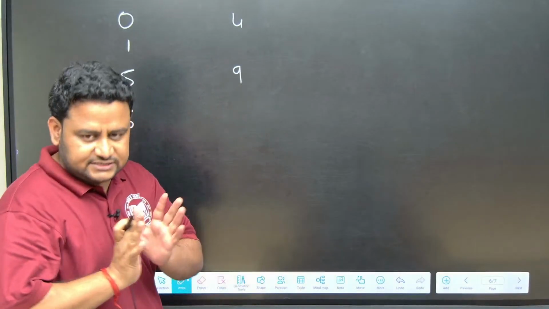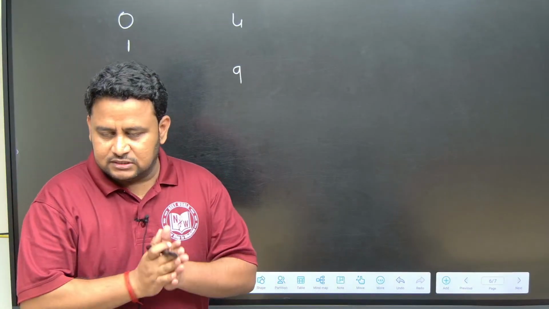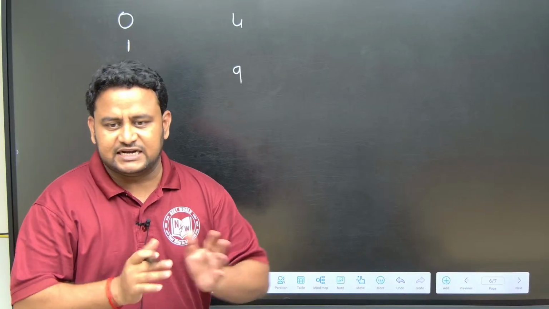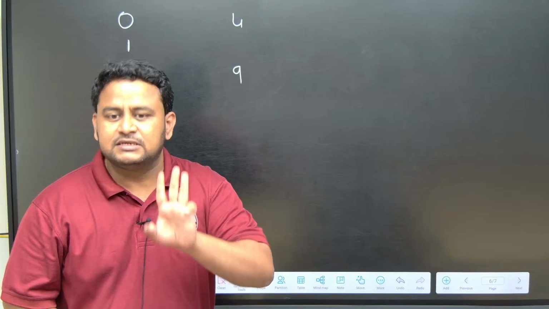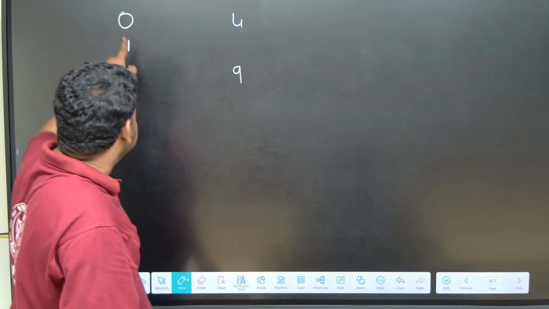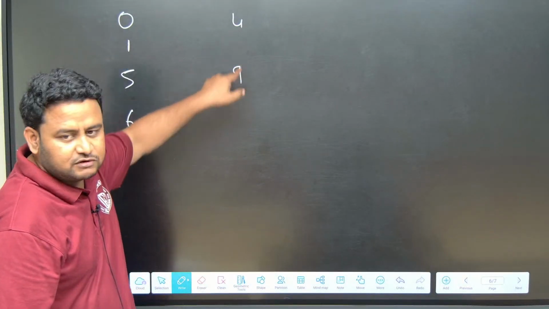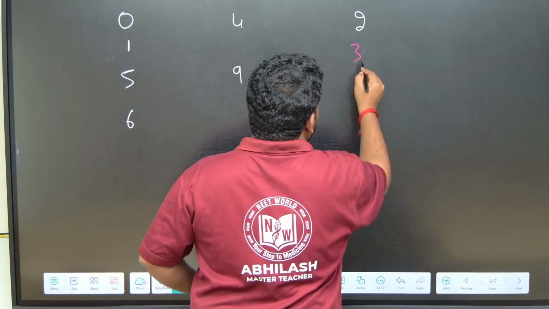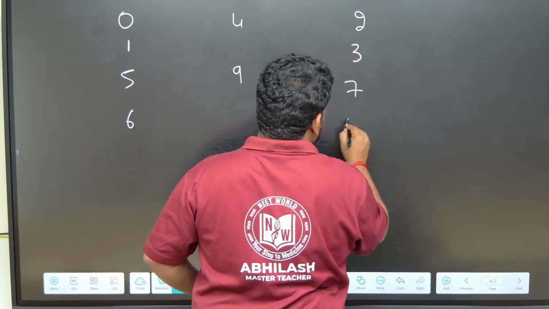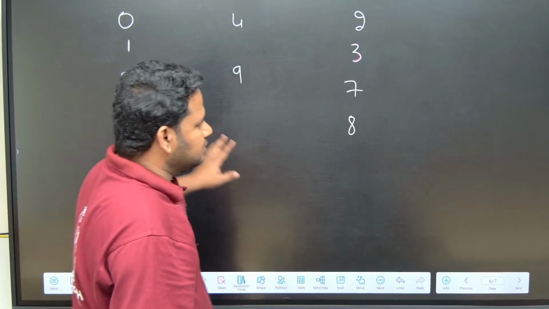Okay, see, consider the numbers from 0 to 9, that is the unit digit numbers, single digit numbers 0 to 9. I am classifying those numbers into 3 categories. One is 0 1 5 6. Next is 2 4 9. The remaining numbers are 2 3 7 8. Okay, 2 3 7 8.